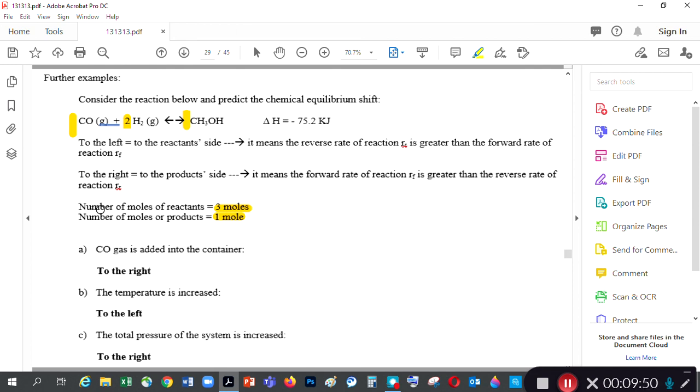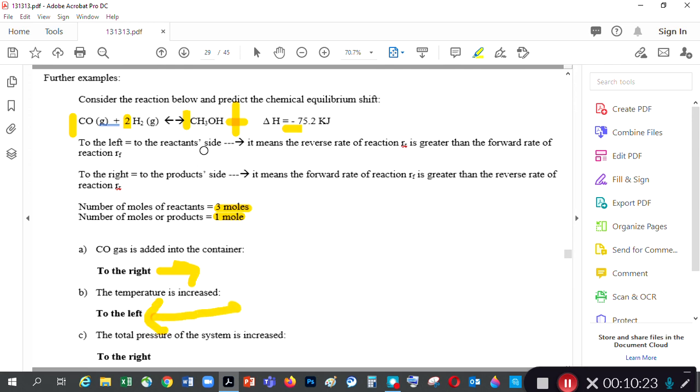So let's go here and look. Carbon monoxide gas is added. You add one of the reactants, the shift will be to the right. That's correct. Temperature, this is negative. This is exothermic, so the heat will be on the right side. This is the heat here, added on the right side, correct? So if you increase the temperature, the right side will be more stressed, so the shift will be to the left.